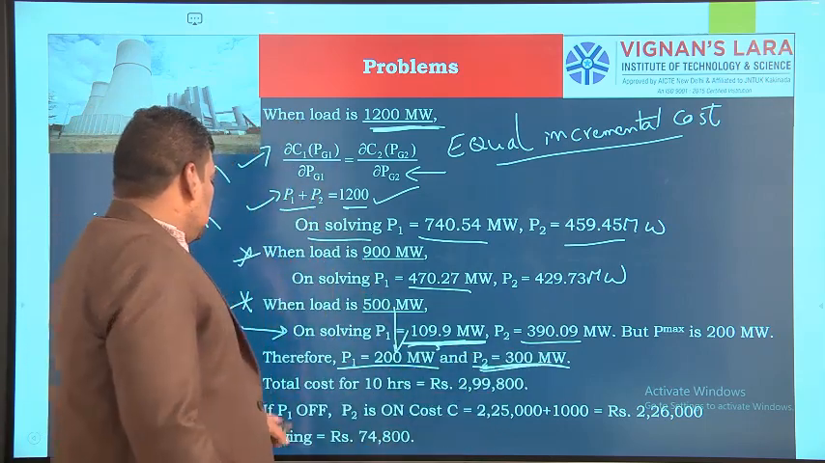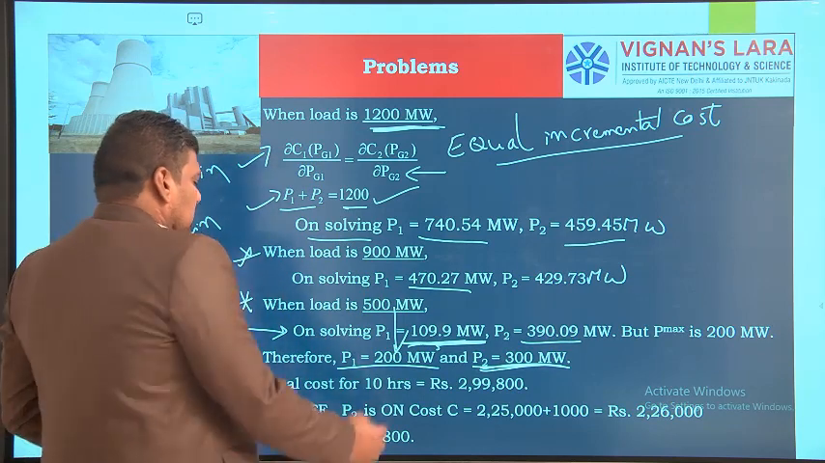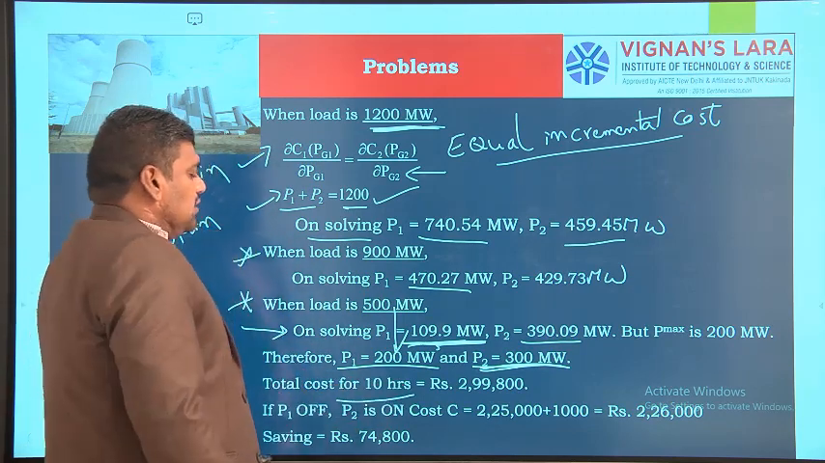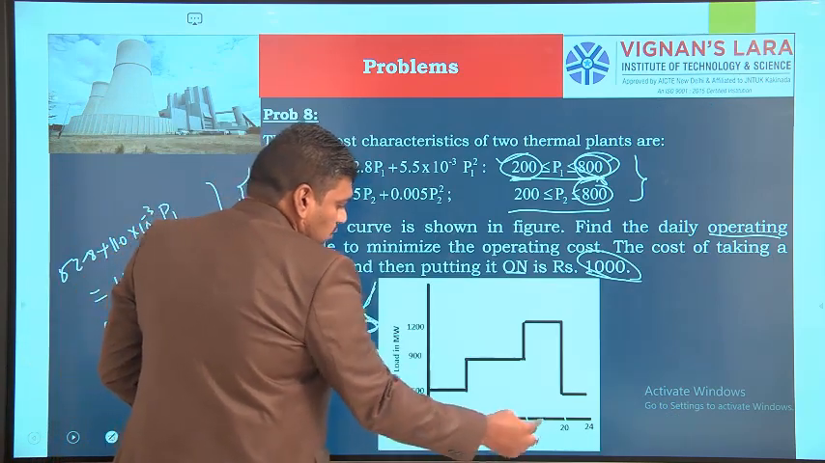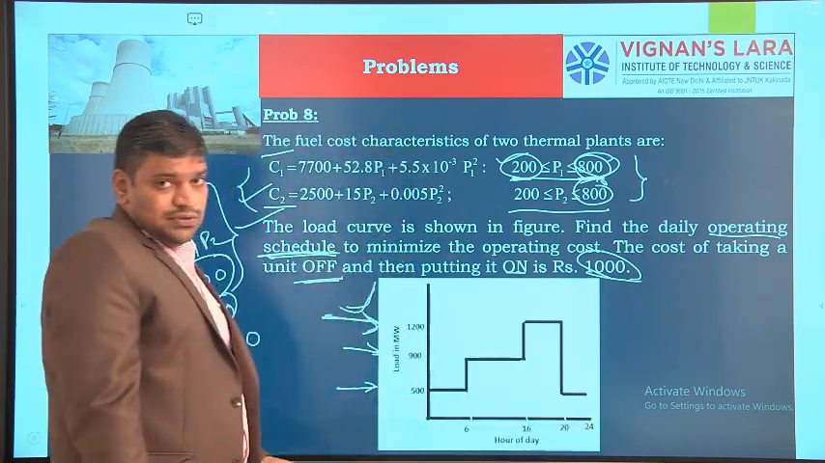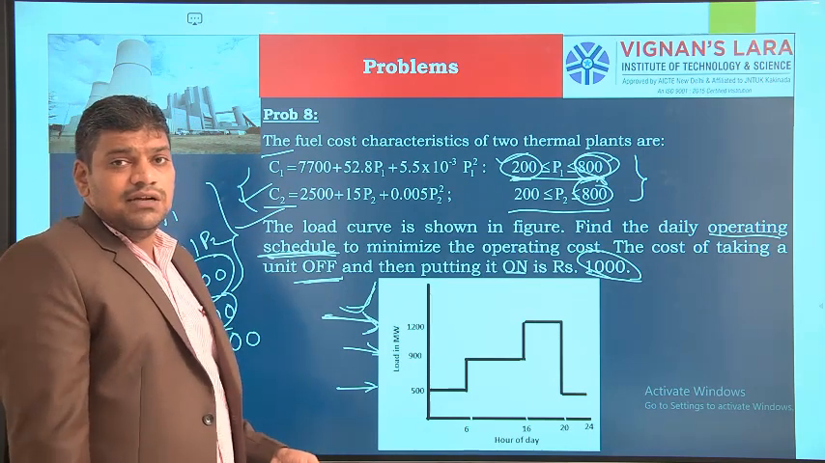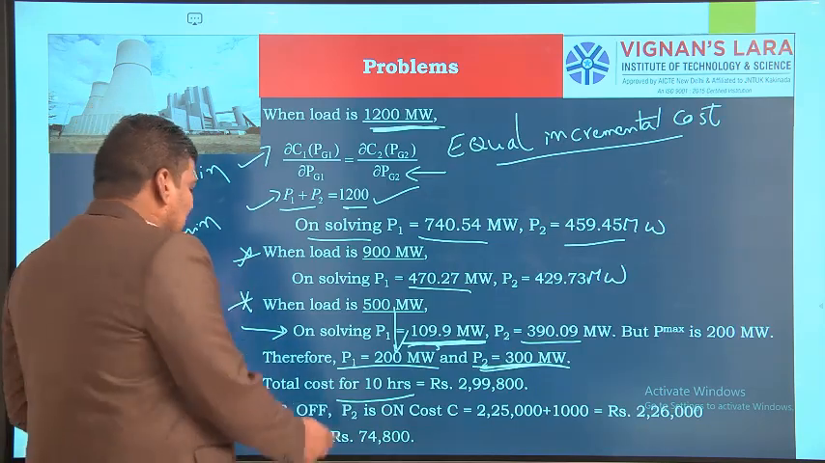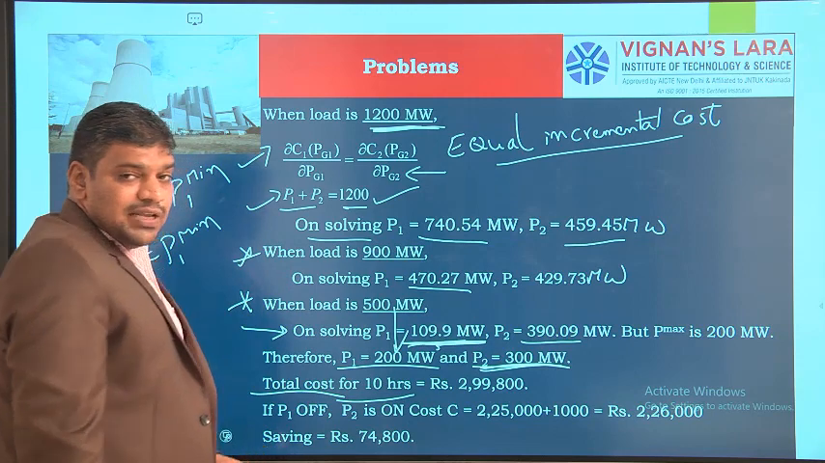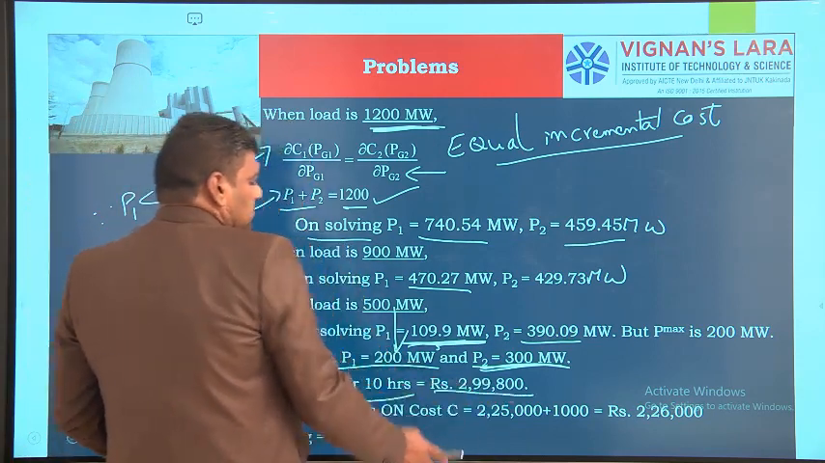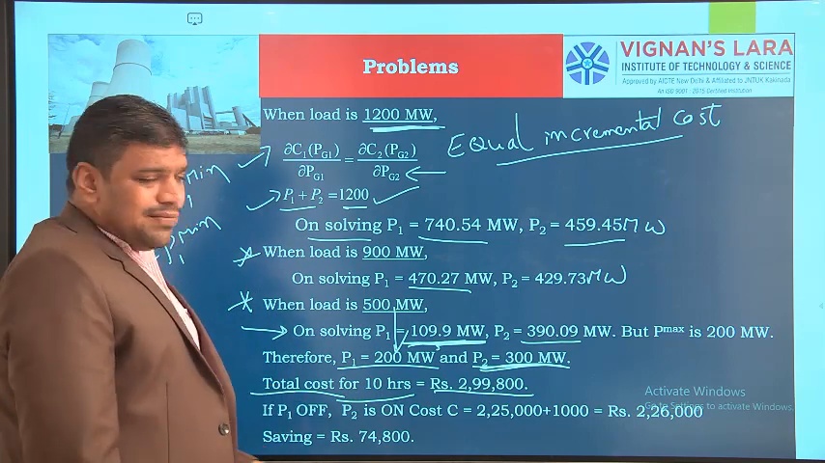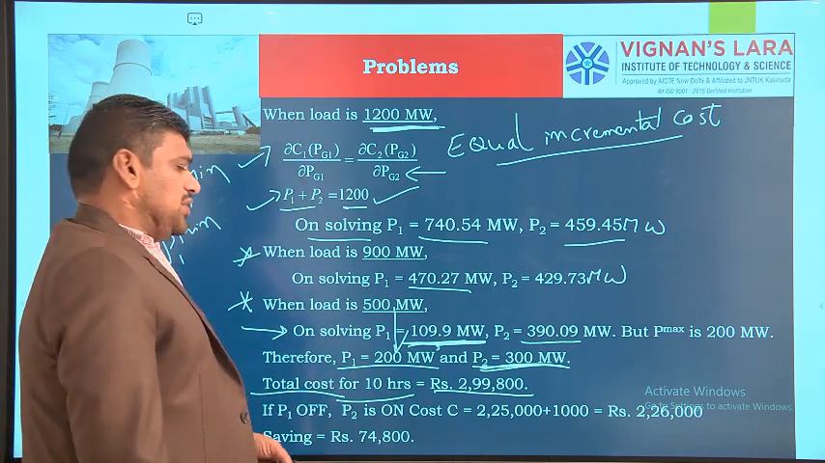The 500 megawatts exists for 10 hours, that is 0 to 6 and 20 to 24. So we are calculating the total cost for 10 hours. You will get 2,99,800 in terms of rupees.